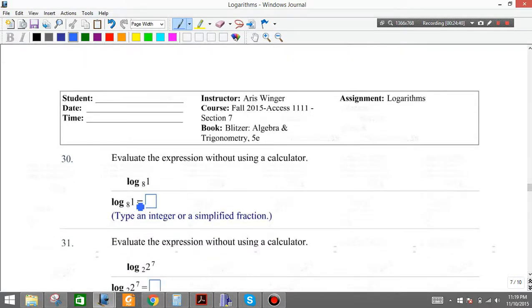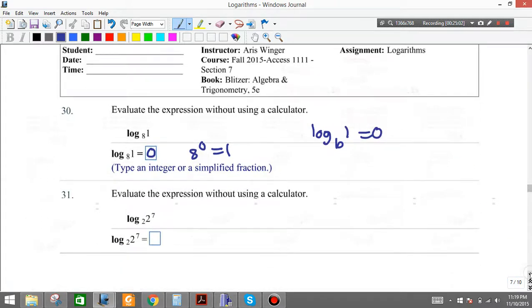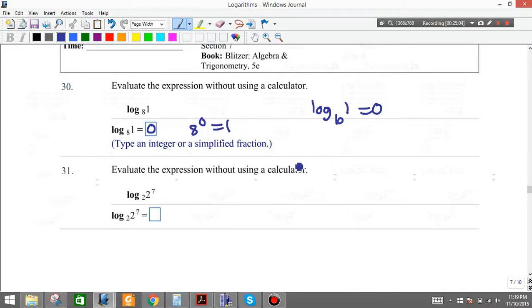Log base 8 of 1, we had mentioned this rule earlier, that I need the power to raise 8 to in order to get 1. That power is 0. Right? So 8 to the 0 is 1. And so from what we said earlier, log base b of 1 is 0 for any base because it's the power you need to raise b to in order to get 1.